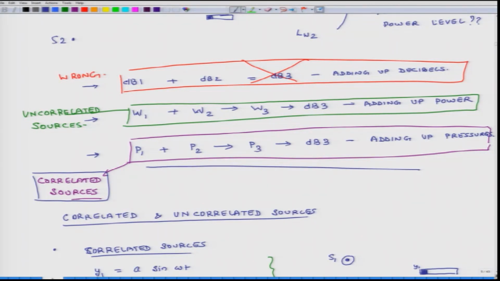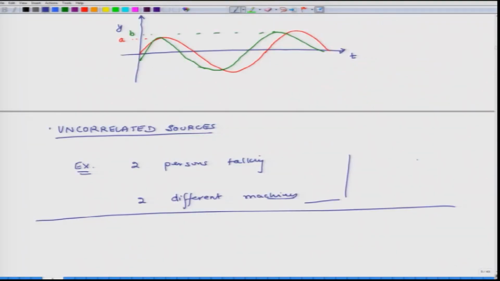And we compute the overall decibel level. However, if the sources are uncorrelated, so what does that mean? Suppose there is a person and there is another person and both of them are talking something, and we have a measurement device here, and the signal is coming at this location.